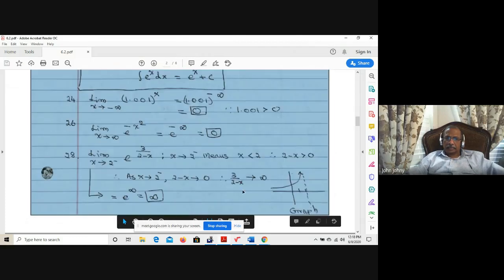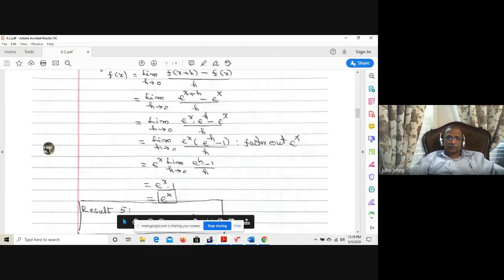And x approaches 2 from the left means the value of x is less than 2. So x is somewhere here. So when x approaches 2, the whole expression or the y is approaching indefinitely up, meaning up to infinity. And e is actually 2.718, so that is greater than 1. So this is the graph. Okay, we'll go back to the theory.